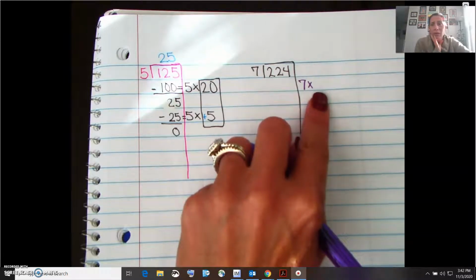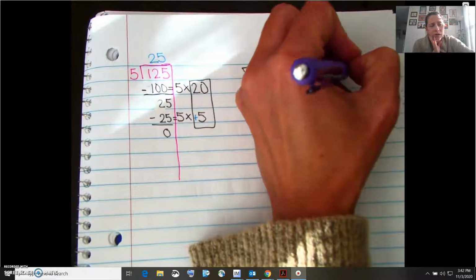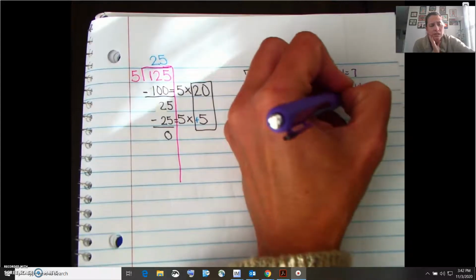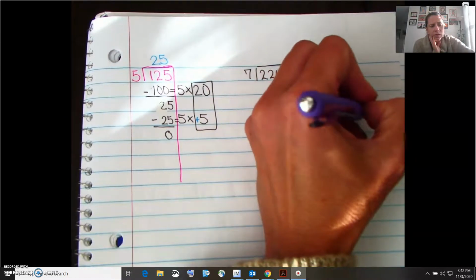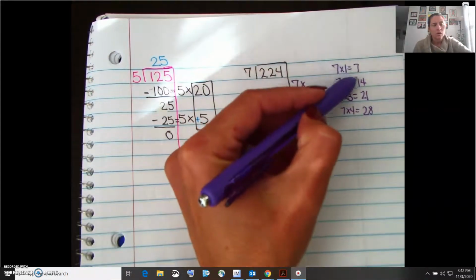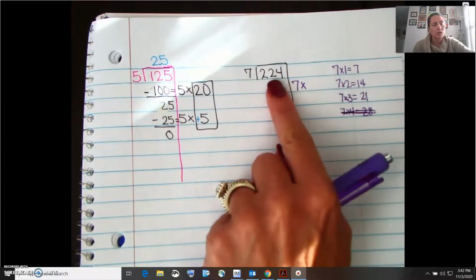So let's try 10. We can try 20. We can try 30. We kind of think of, we know that 7 times 1 is 7. 7 times 2 is 14. 7 times 3 is 21. 7 times 4 is 28. So I'm looking here. This is 22. Well, 28 is too big. But 21 is close to 22.